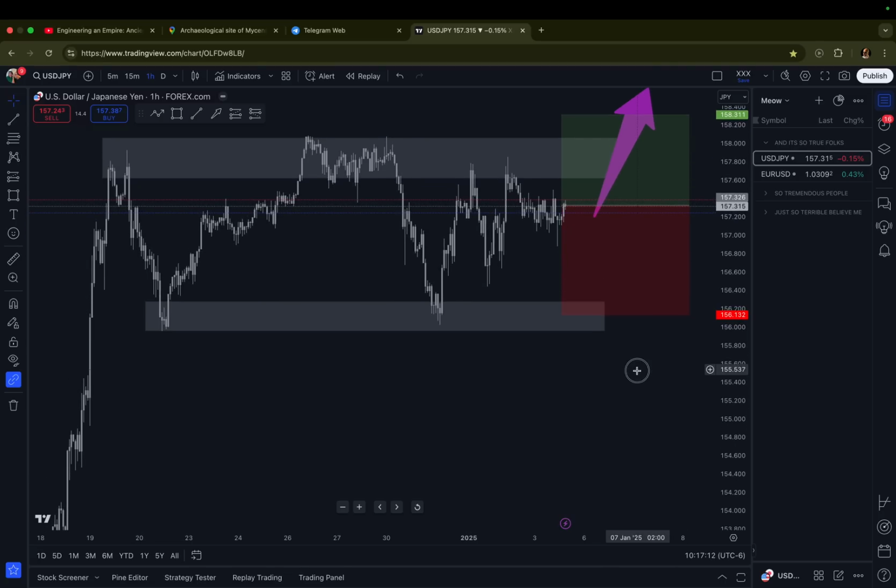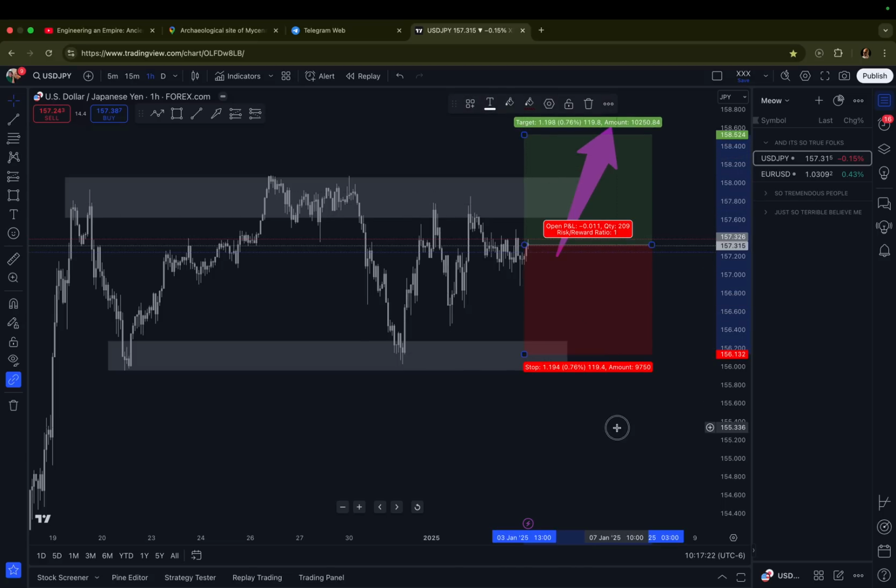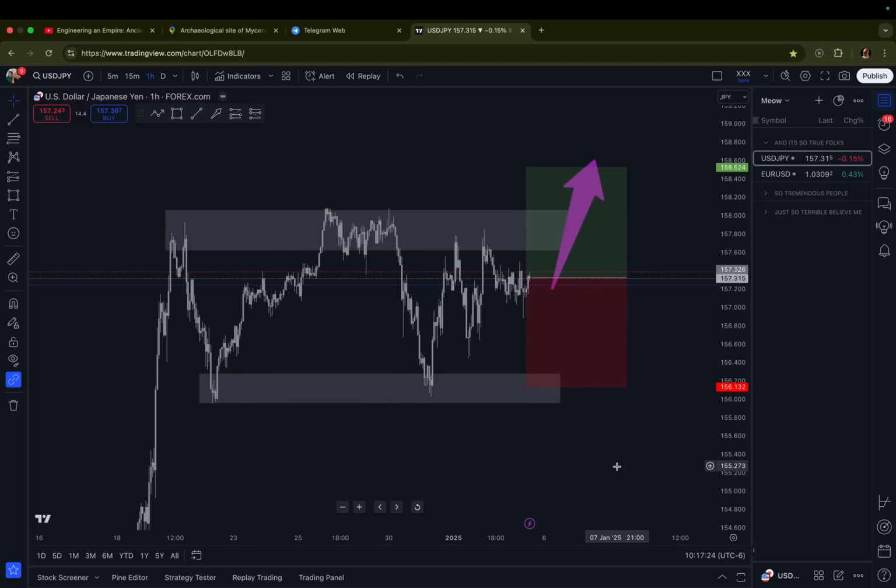So, for this trade to win, it need only barely break above the resistance, and then you've already got your profit target, right? So this is a risk to reward ratio of 0.82. So we'll drag the profit target up to there, and you have a trade.